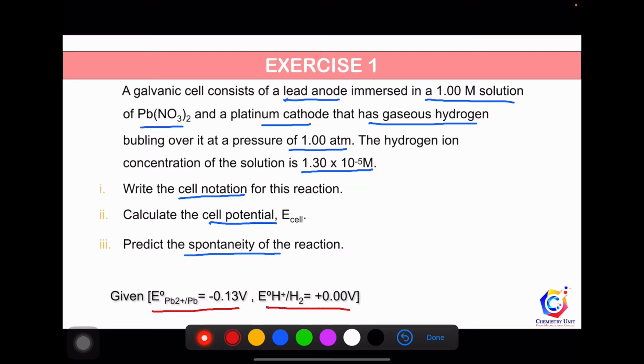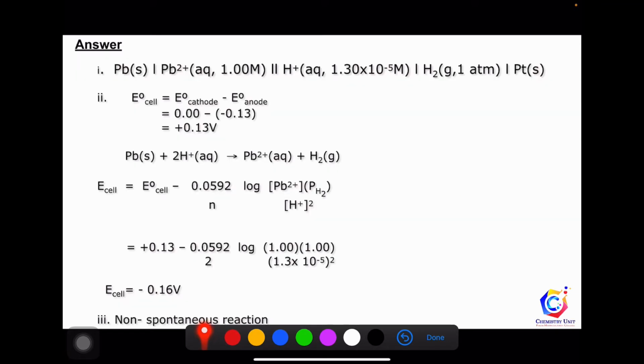electrode potential. Do recall that in order to write the cell notation, you have to follow the format of A, B and C, and from the question it is clear that lead is acting as anode, therefore hydrogen would be at cathode. Now let's look at the answers for this. Firstly, lead solid is converted into Pb2 plus aqueous. Make sure to place a straight line between them to indicate the difference in phase. The aqueous ions has a concentration, so do include that.